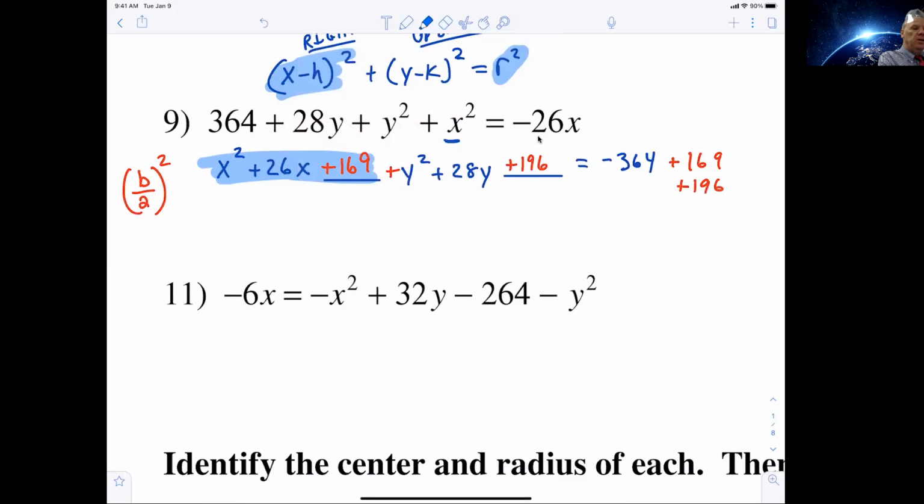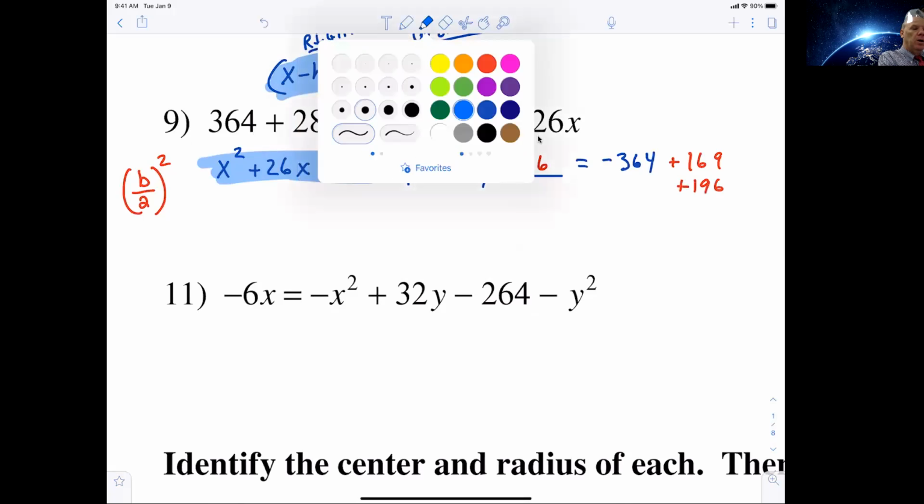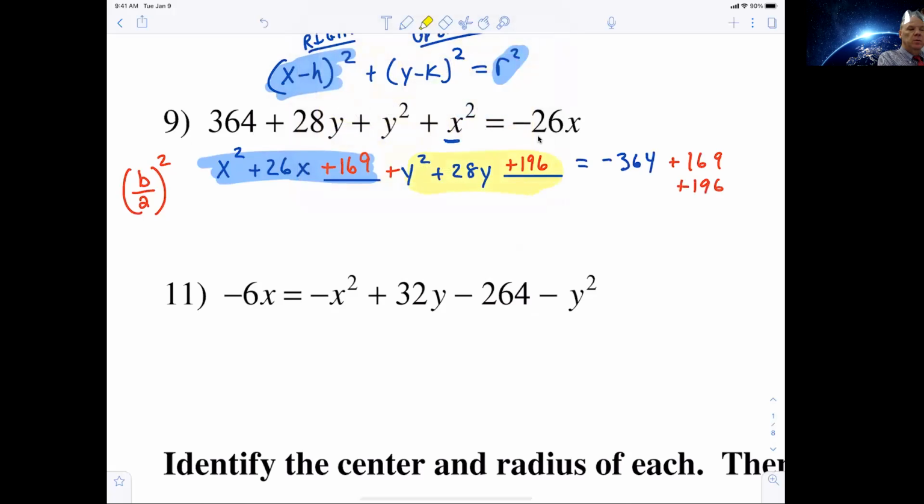Now, both of these, believe it or not, are perfect squares. In other words, they can be factored. When you factor it, I always tell kids that it always factors to whatever the half was. So what's the half of positive 26? So this is x plus 13 squared plus y plus 14 squared equals, when you add that up, it looks like to me what? 1.